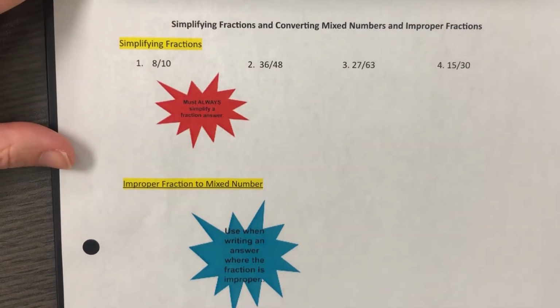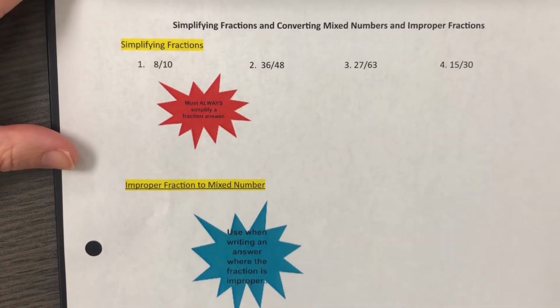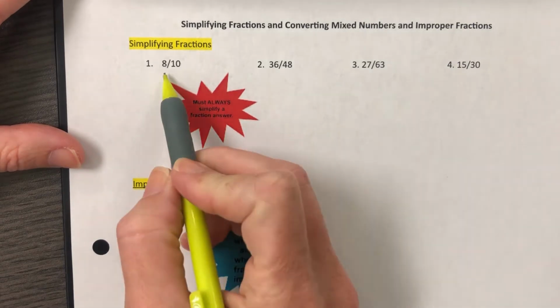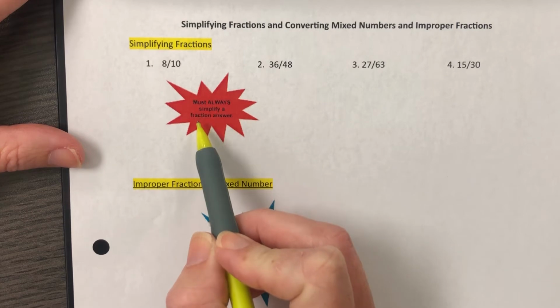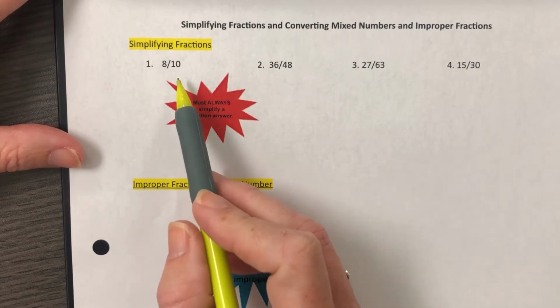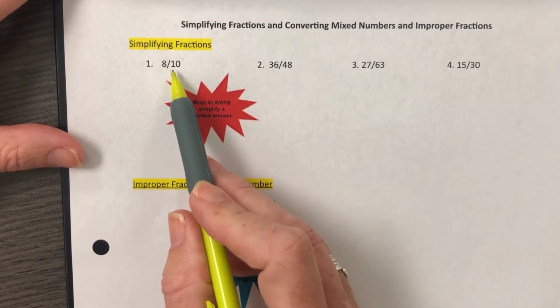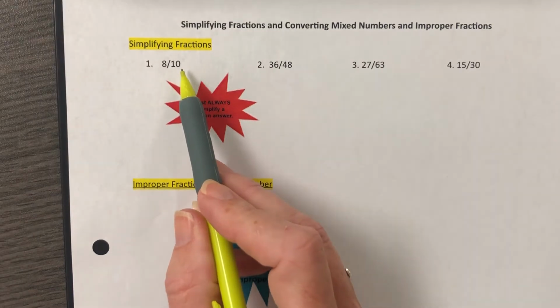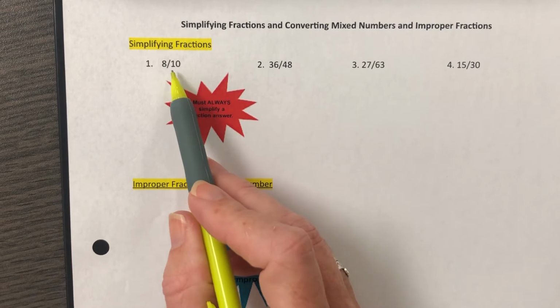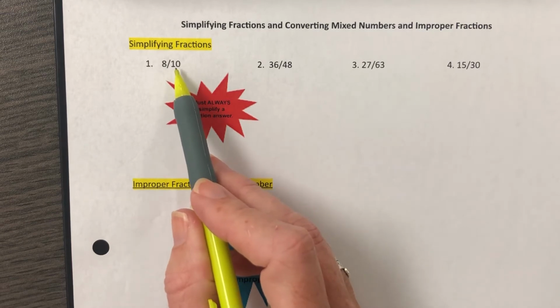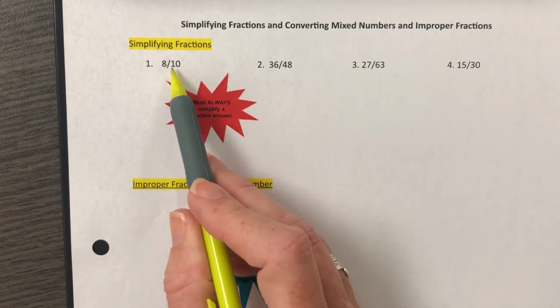It's very important that you understand how to simplify fractions. So our first fraction is 8/10. That is a proper fraction, and we must always simplify a fraction down to its simplest form. So with 8/10, we want to think about factors that both 8 and 10 have. I know they both share a common factor of 2.